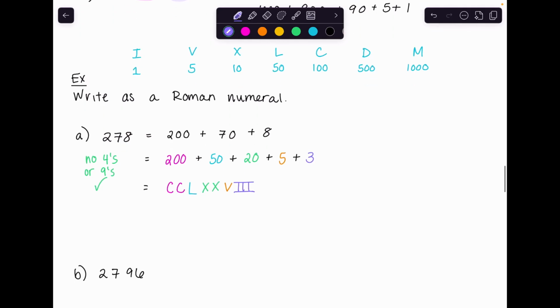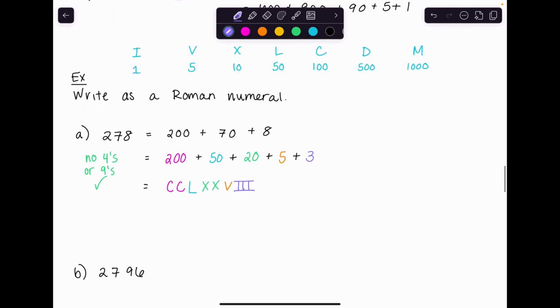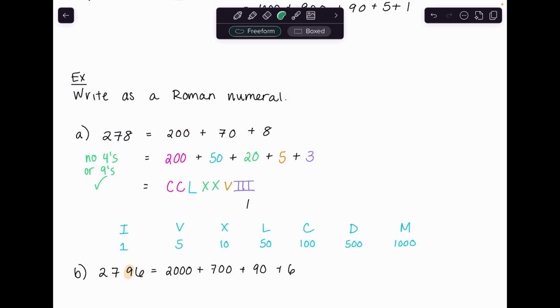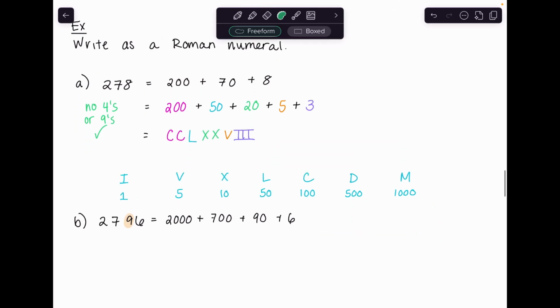If we try this next one, here we do have a little bit of a tricky situation because I do have that 9 in this. So I'm still going to start the same way and break it by placeholders. We've got 2,796. Just for some space, I'll bring these down as well. From up there, I don't need that.